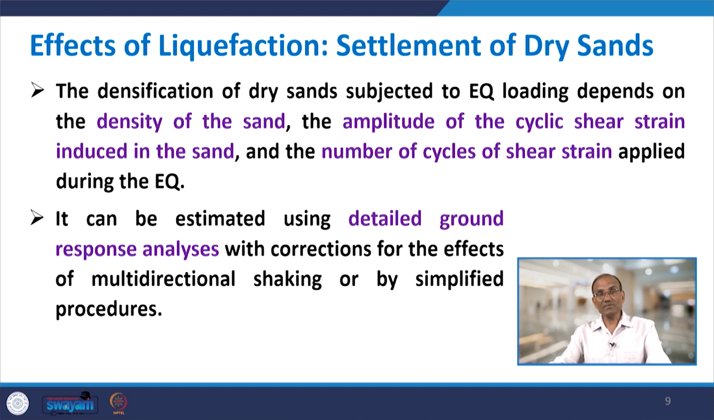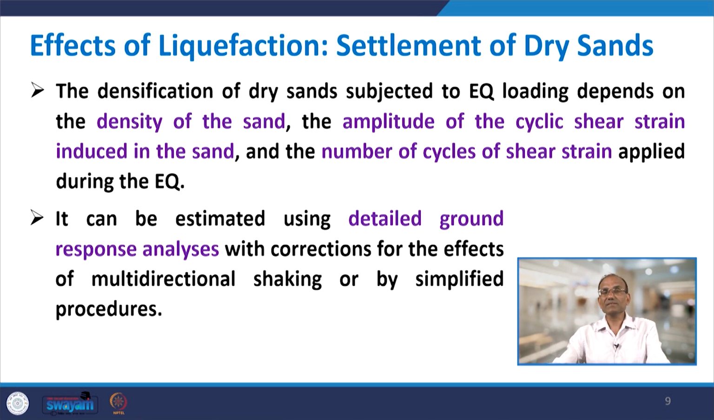Continue with the settlement of dry sands. The densification of dry sands, which is subjected to earthquake loading, depends on the density of the sand. If you have very loose sand, then it will be a faster rate. It also depends on the amplitude of the cyclic shear stress applied. If you are applying higher shaking, it will be a faster rate, and it also depends on the number of cycles of shear strain which is applied during an earthquake.